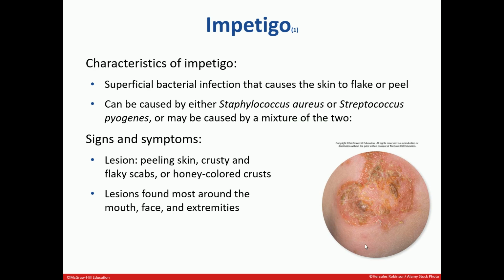Okay, the next disease we are going to talk about is called impetigo. In this disease, it is caused by a bacteria, and it can be caused by the bacteria Staphylococcus aureus and Streptococcus pyogenes. So we just discussed Staphylococcus aureus.